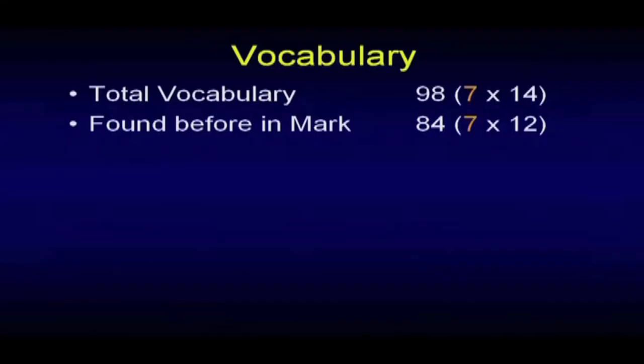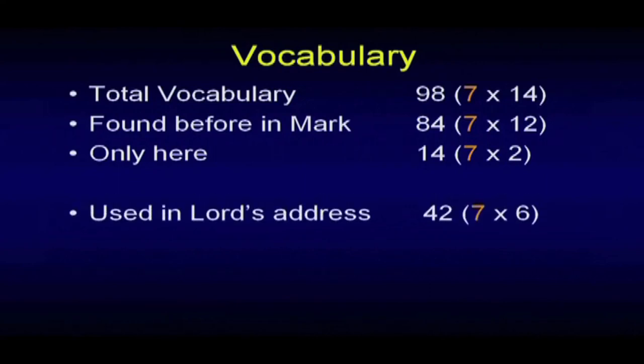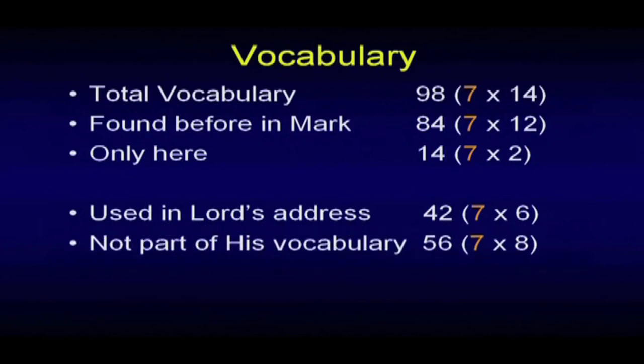Could that have happened by just random statistics? I don't think so. The vocabulary that you find only in this chapter are 14, obviously, that would derive from that. The ones that are used in the Lord's address, there's 42. That's again a multiple of 7 exactly. The words that were not part of his vocabulary are 56.